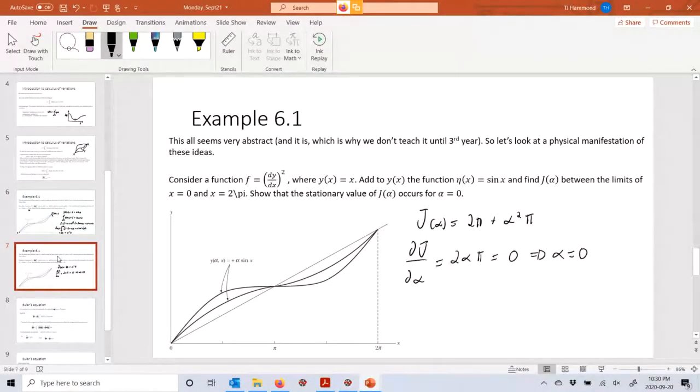So what this is telling us is that y of x equals x is the shortest possible path from x1 to x2, which we already knew, but we are just using this as a simple example to understand this fact.